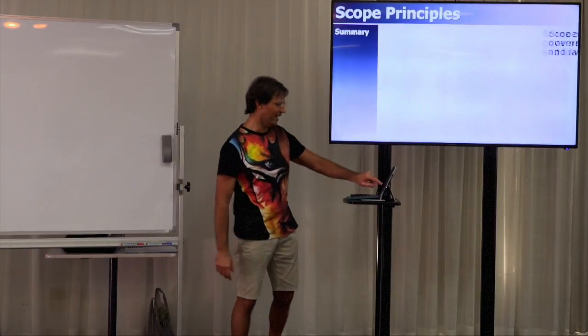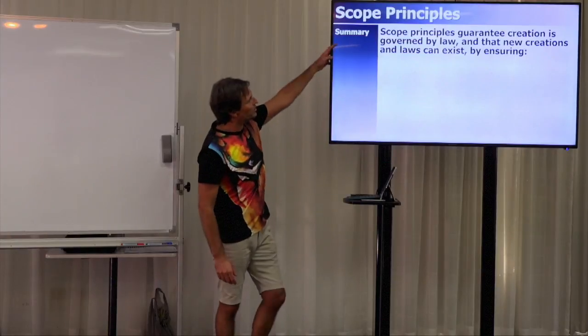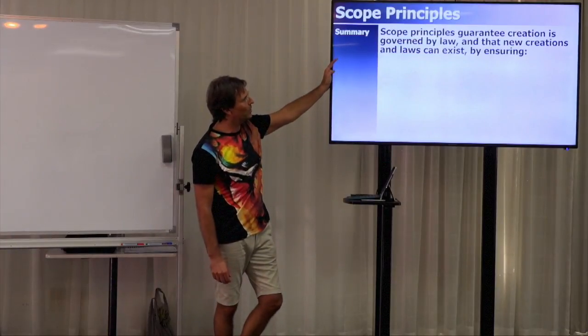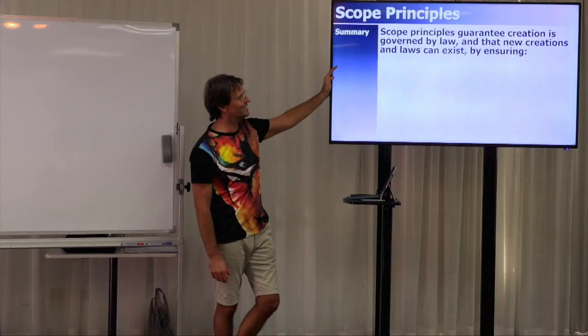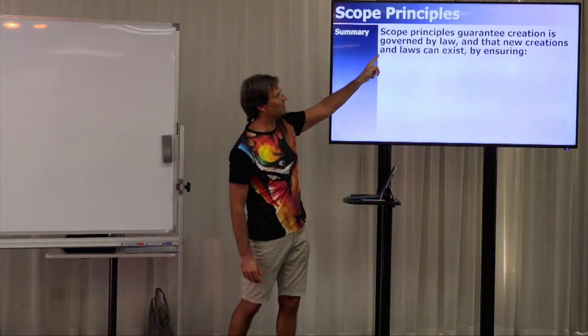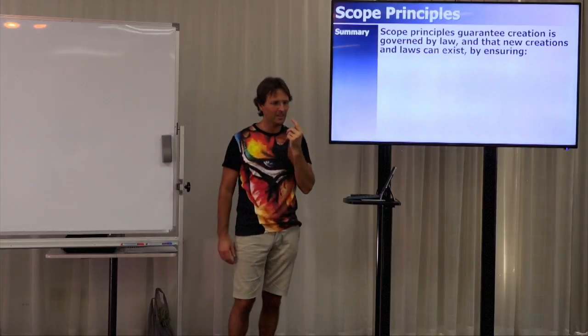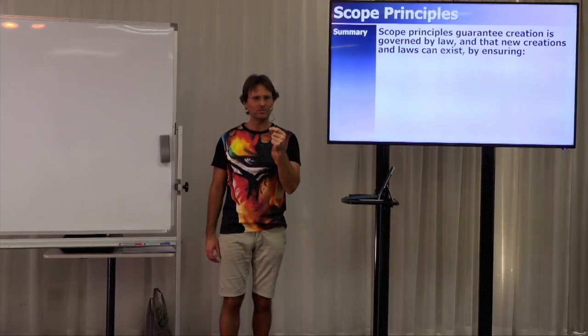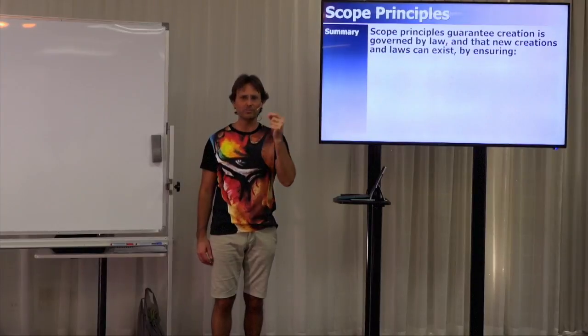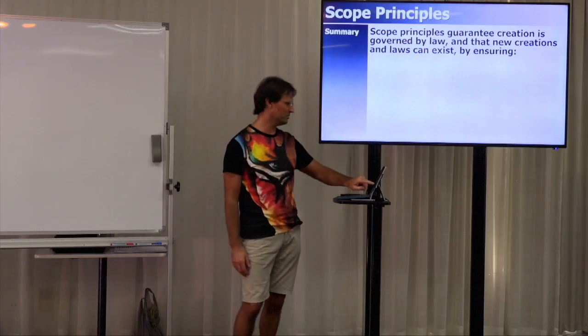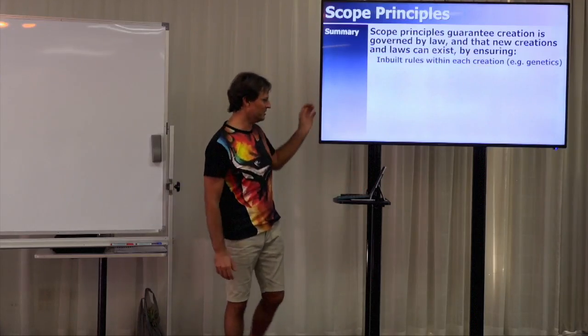So, how does it look? Scope principles. Well, scope principles guarantee creation is governed by law and that new creations and laws can exist. And when I say new creations and laws, it's interesting, the laws themselves exist through the potential of the principles anyway, and through higher laws. So new laws can come into existence, but only because there are already a whole set of governing laws that allow new laws to come into existence. In other words, there has to be a framework that it comes into existence by. And this is how it does it.